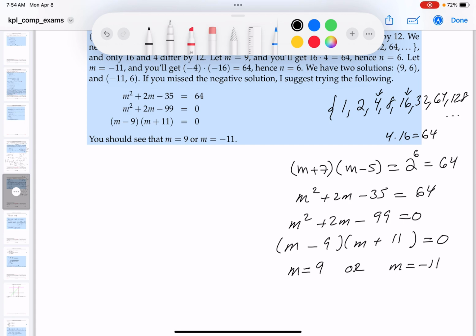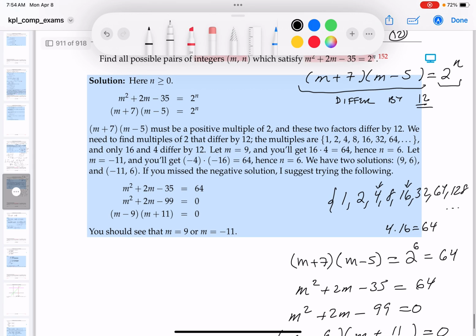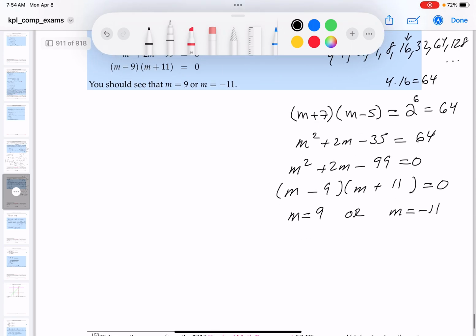All right, so I have two answers now. And the ordered pairs, let's make sure you understand that. I already determined n was 6, by the way. And I can write this down now. So it's m, n, so it's going to be 9, 6. That's one ordered pair. The other ordered pair is going to be minus 11, 6.